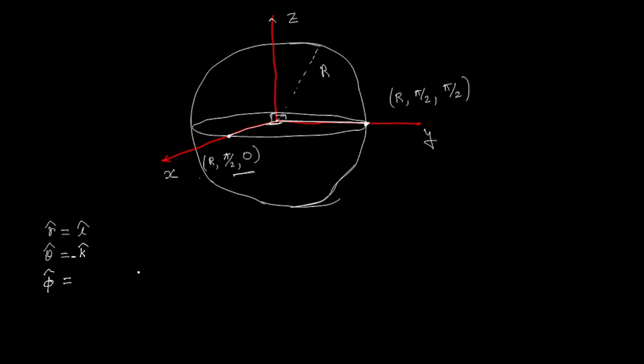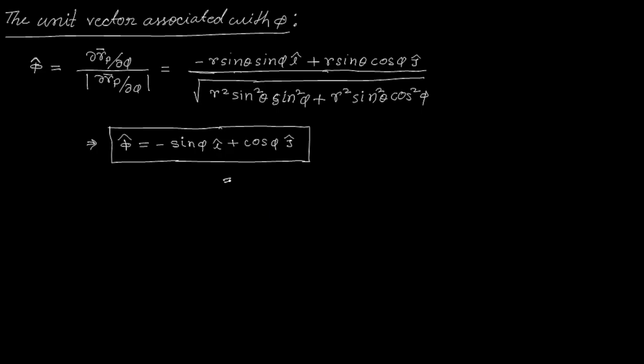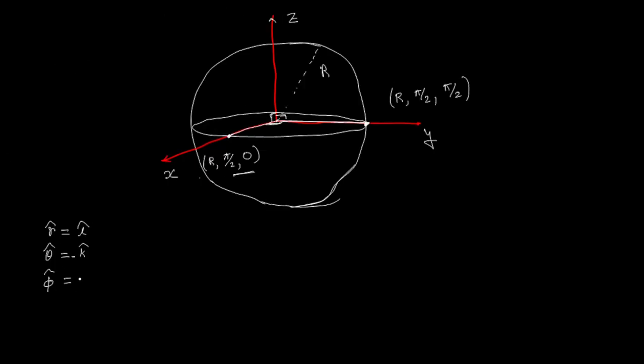And what will be the value of phi cap? For that, we put phi equals 0 in this equation. Sine phi is 0, and cos 0 gives you 1, so phi cap equals j cap. So you know r cap, theta cap, and phi cap. Now you can draw the directions of r cap, theta cap, phi cap in this figure.